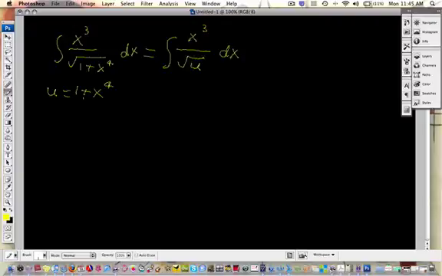I've got some u's and some x's. So what I need to do, first order of business, is to get rid of this dx. I need to make that a du. And I can't just make it a du. I've got to replace dx with what it is in terms of du. So I go to this equation here, which tells me what u is in terms of x, and I'm going to get it to tell me what du is in terms of dx. So I'm going to do that by differentiating this with respect to x. So I'm going to find du dx.